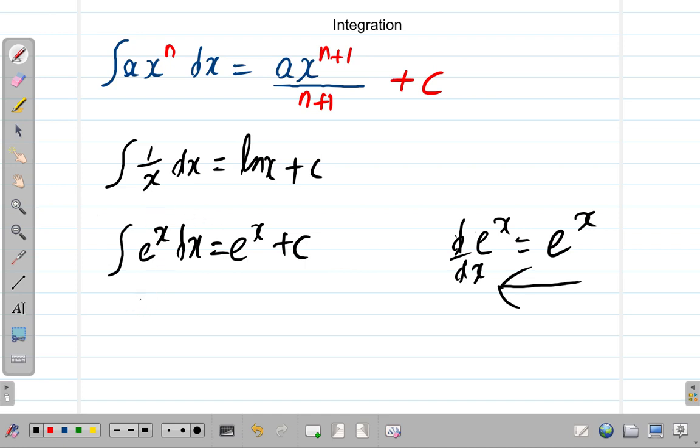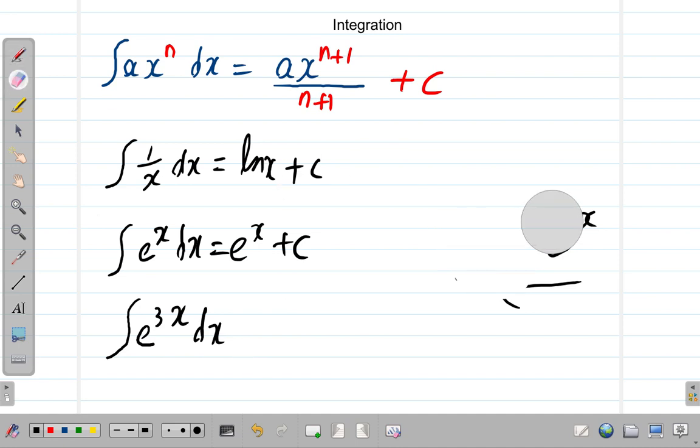Suppose you're asked to do this. The integral of e raised to the power of, say, 3x dx. What would that be? Well, now, whatever that is, when you differentiate it, you should get e to the 3x.